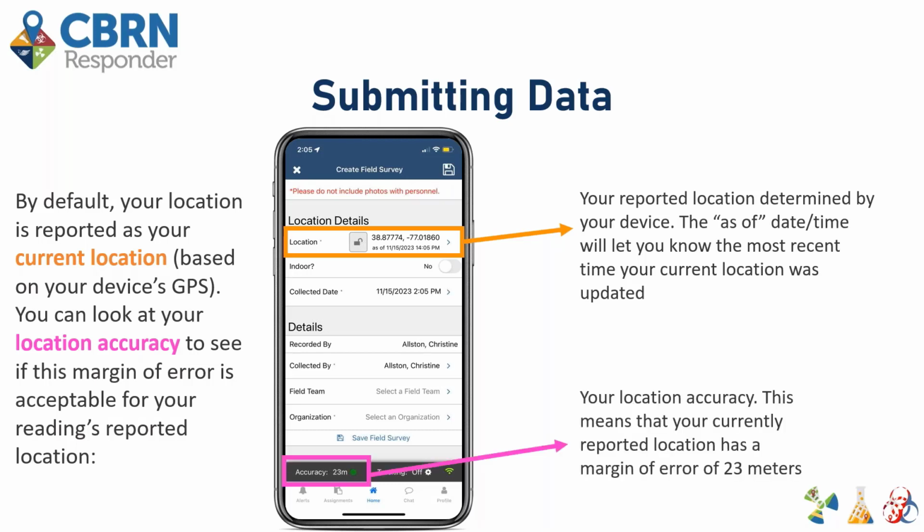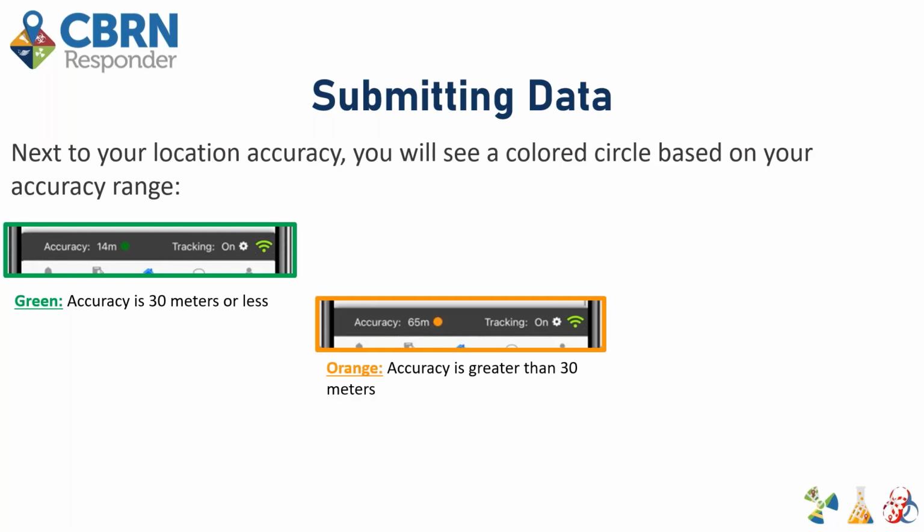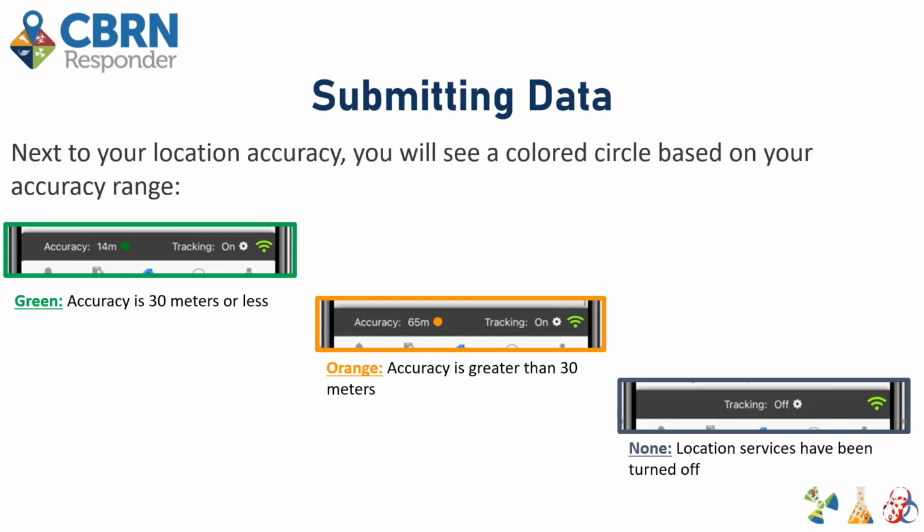At the bottom, you'll also see your location accuracy in this tracking bar. This is going to show you the margin of error that's acceptable for your reading's reported location. So here my location accuracy is 23 meters. This means that my currently reported location has a margin of error of 23 meters. Anything considered under 30 meters is considered good or green. Anything greater than 30 is considered not terrible, but could be better, and that will show as orange. And then if you do not have your location services enabled for the CBRNResponder application, you won't have an accuracy at all.